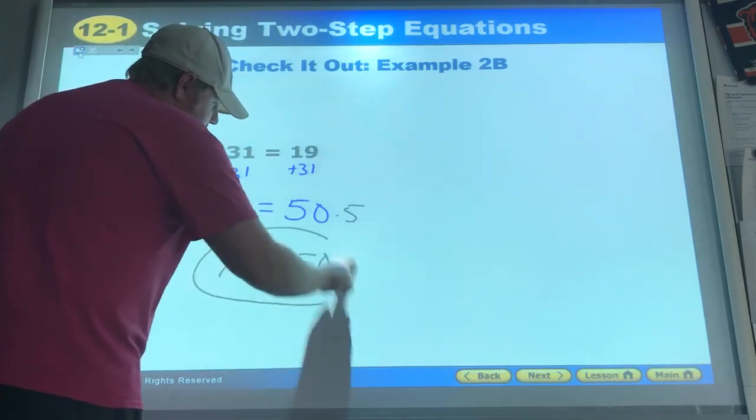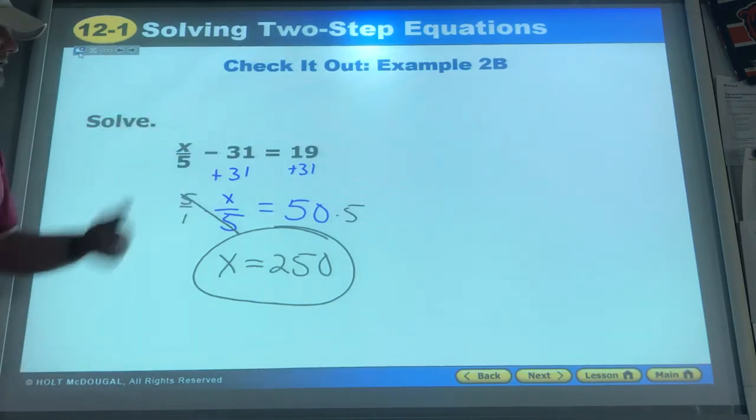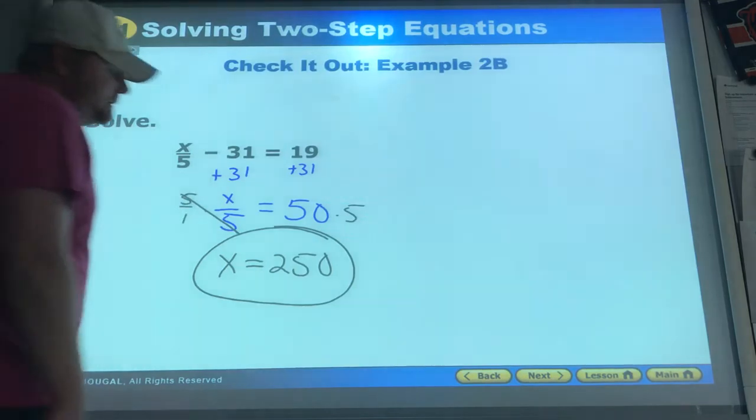X equals 250. Okay. Focus on the addition and subtraction first. Do that inverse operation. Then do the inverse operation for the division.